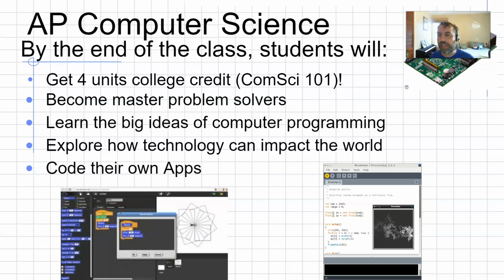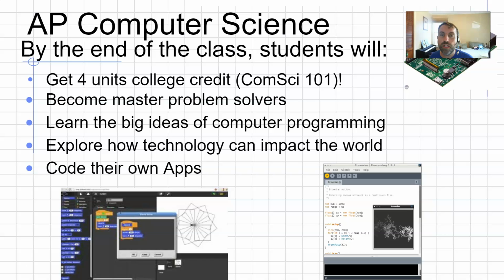I hope that they're going to become master problem solvers by the end of the year, learn the big ideas of computer programming, and explore how technology can impact the world. They're going to be coding their own apps. This year we are focusing on the programming language Python, and I'm very excited. I have new curriculum from Carnegie Mellon University that's kind of self-paced, which the students can work through, and it can tell them when they make mistakes.